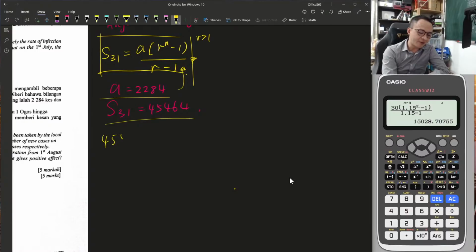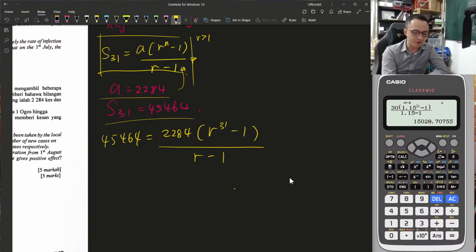So 45464 equals 2284 times R to the power of 31 minus 1 over R minus 1. We want to find R. So definitely I solve this number first.